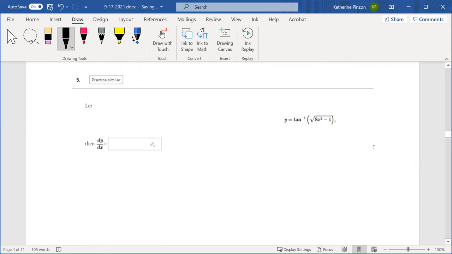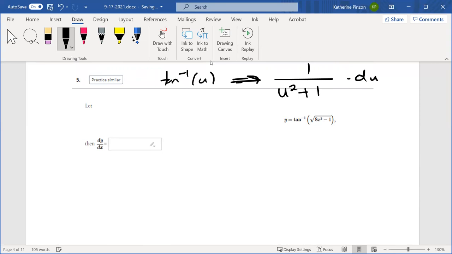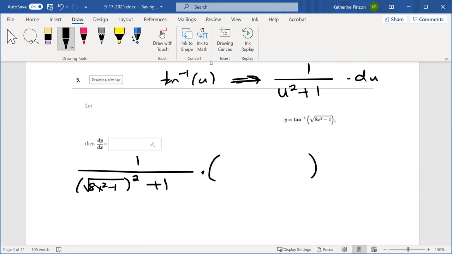Okay, 5. Number 5 says the derivative of tangent inverse. What was the derivative of tangent inverse? Tangent inverse of u was 1 over u squared plus 1 times the derivative of u. Okay, so remember, because the stuff inside the tangent is not just an x, I'm going to put 1 over all that stuff squared plus 1 times the derivative of all that stuff. So this is going to be 1 over square root of 8x squared minus 1, squared, plus 1. That's this first part, the u squared plus 1 part, times the derivative of the inside.